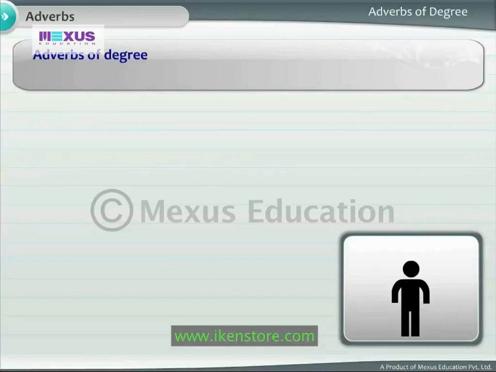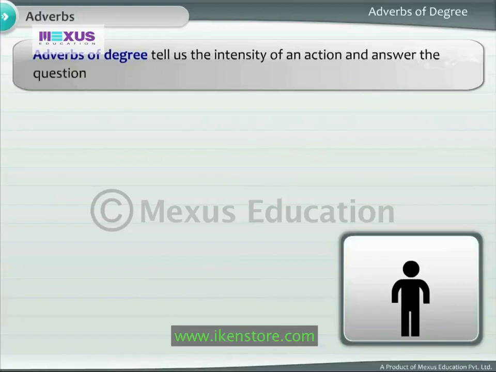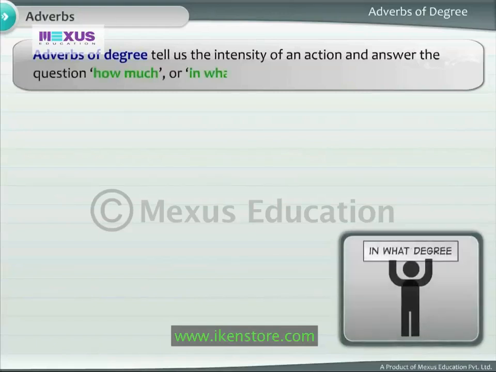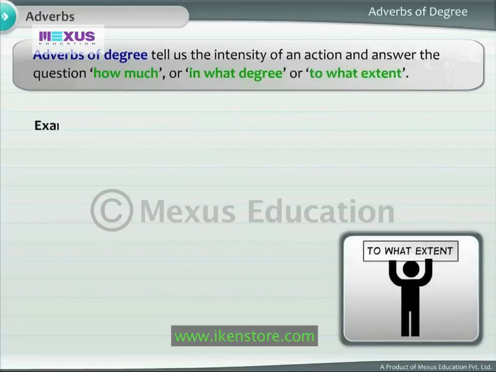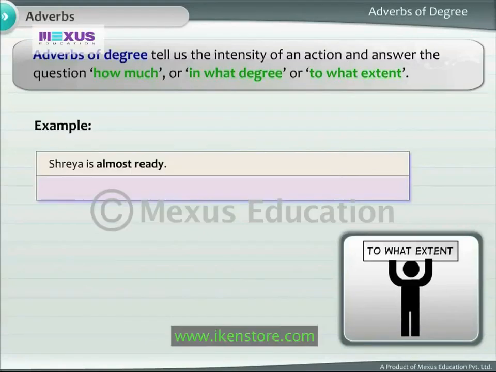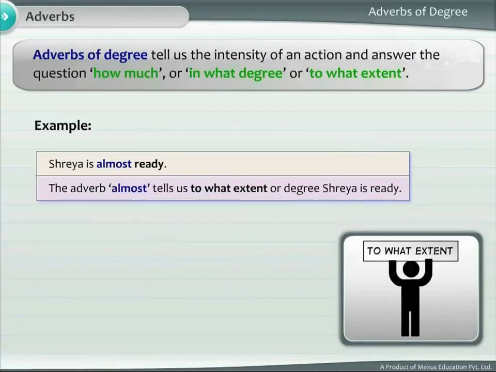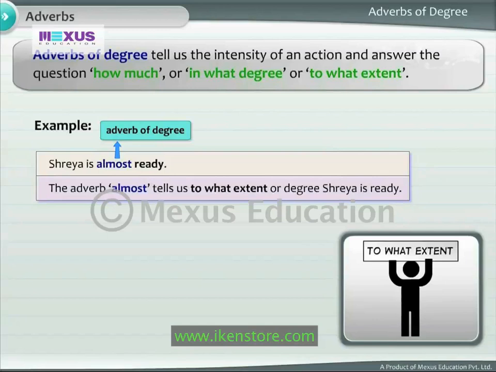Adverbs of degree tell us the intensity of an action and answer the question how much, in what degree, or to what extent. Take a look at this sentence. How ready is Shreya? Shreya is almost ready. In this sentence, the adverb almost tells us to what extent Shreya is ready. Almost is an adverb of degree.